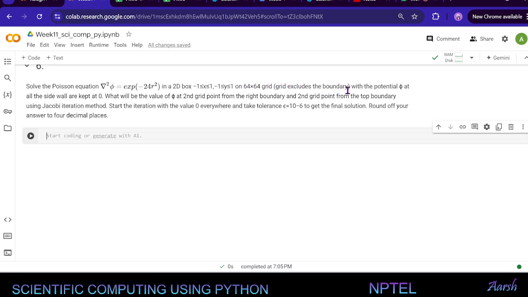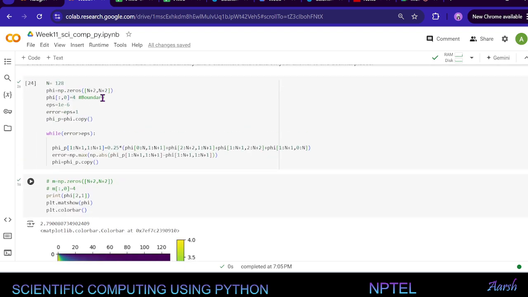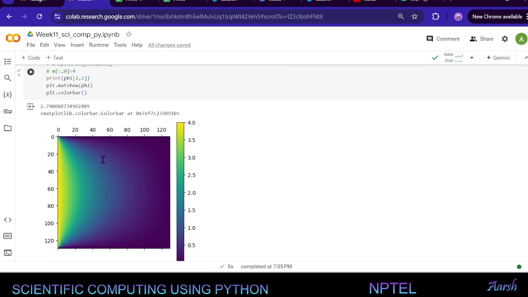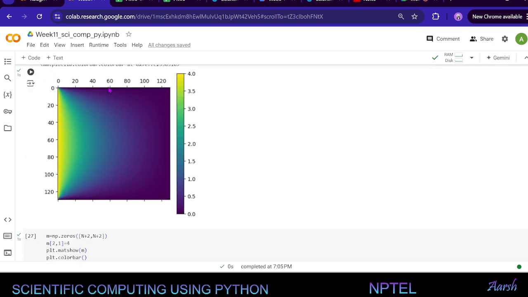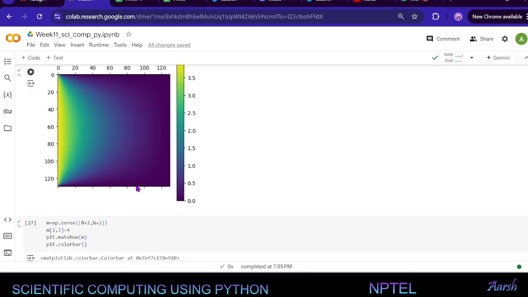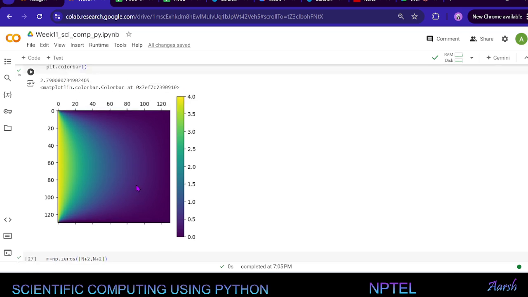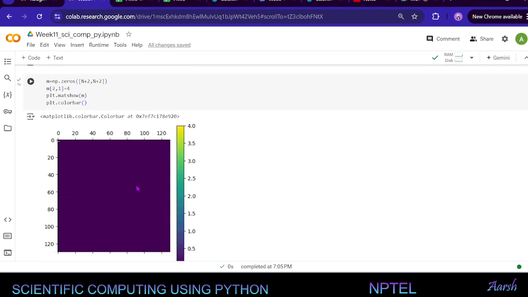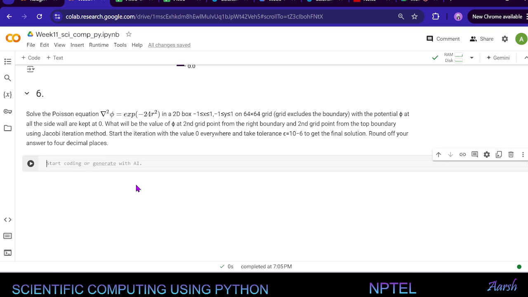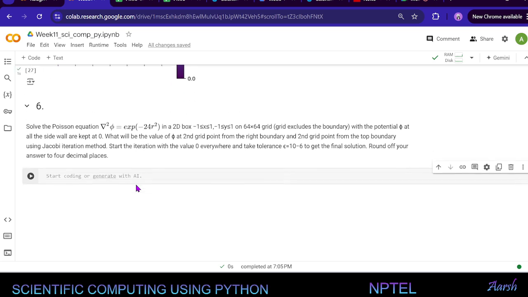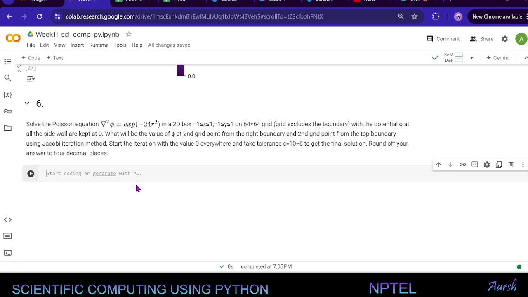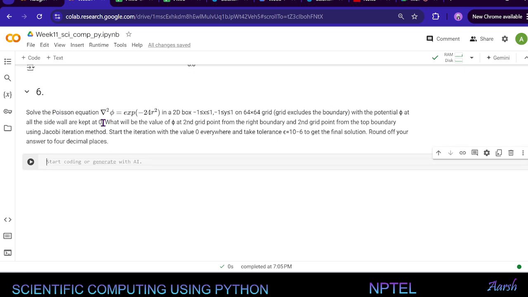Again, the grid excludes the boundary, and now the boundary is that everything is at 0. By the way, if everything on the boundary was 0, then the answer would just be 0 everywhere, because that is a valid solution, and we know from the uniqueness theorem that there is only one solution. So that becomes trivial in the case of the Laplace equation, with all boundaries kept at 0. But in Poisson's equation, that still is non-trivial, and we have to solve it.